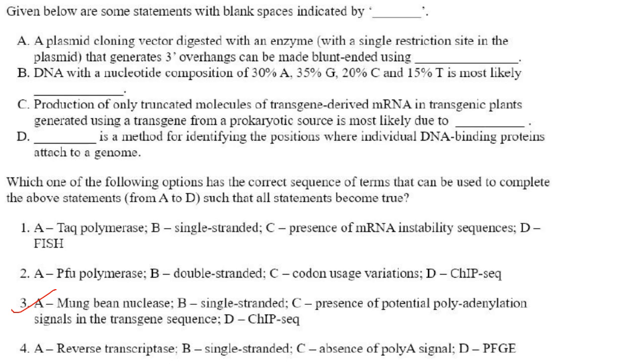Mung bean nuclease. The other options, Pfu polymerase, Taq polymerase, reverse transcriptase cannot do that. Only mung bean nuclease can do. So your answer is option 3. We will see the others also.